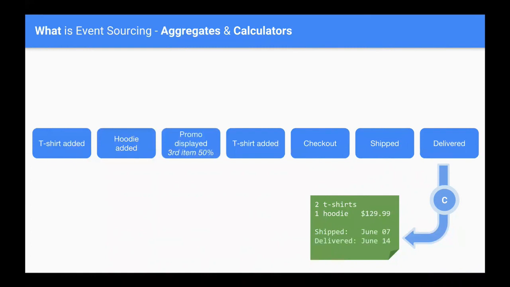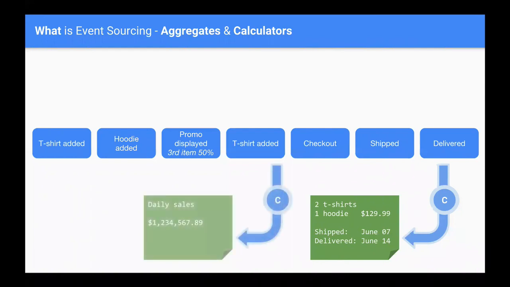So as the events go through, the calculator updates the aggregate. And when you think about it, the aggregate looks like what you have in a regular application, right? That's the data that you have, which represents the current state of the application. But you can have more than one calculator if you want. You can have another calculator that will create another aggregate or projection that will represent the daily sales. And so you can have different aggregates for different usages. You could have an activity feed, for instance, using a different calculator, etc.